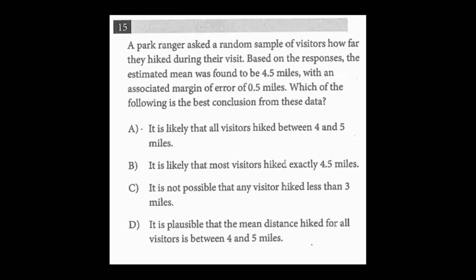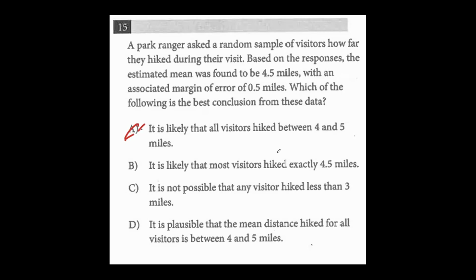Okay, so for question 15, we're told the estimated mean is 4.5 with a margin of error of 0.5. That means the actual mean is between 4 and 5. So it's likely that all visitors... no, this is just talking about the mean. So no, it's likely that most had exactly 4.5? Well, no, the mean could be anywhere between 4 and 5.